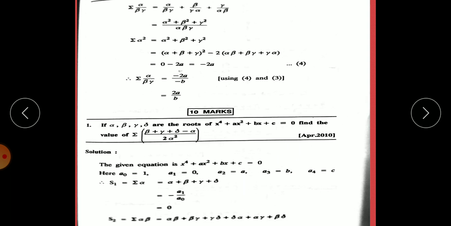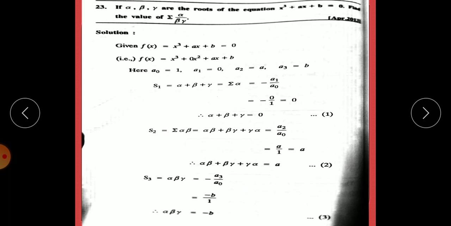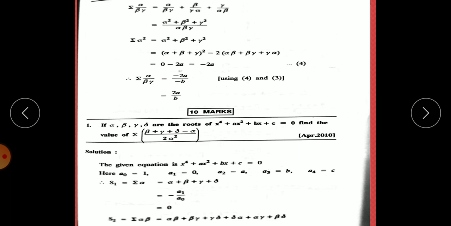Now they are also asking us to find sigma alpha by beta gamma, right? That is summation alpha by beta gamma. So alpha by beta gamma plus beta by gamma alpha plus gamma by alpha beta. That is the meaning of that term. After taking LCM, we have alpha squared plus beta squared plus gamma squared divided by alpha beta gamma. We know that summation alpha squared equals alpha squared plus beta squared plus gamma squared, so this can be split as (alpha plus beta plus gamma) the whole square minus 2 into (alpha beta plus beta gamma plus gamma alpha). We are using the formula for (a plus b plus c) squared. So we get the answer as minus 2a, that is the fourth equation.